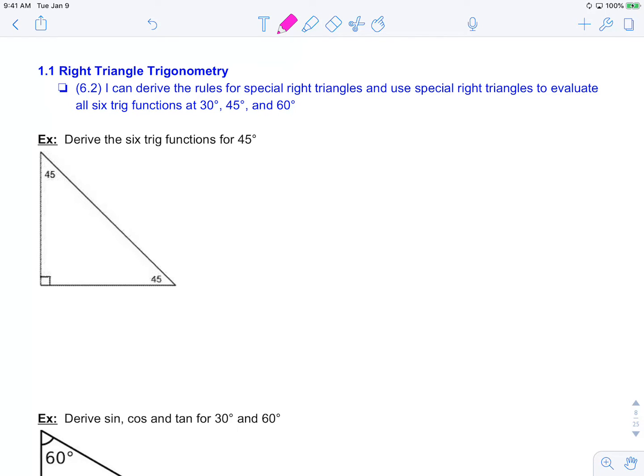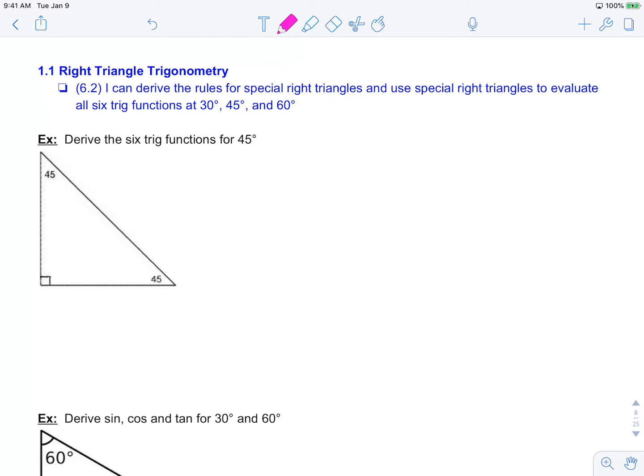So now let's get back into our right triangle trig and see some special right triangles. 30, 60, 90 and 45, 45, 90 triangles are going to be the basis for so many operations we do this year. So we should be able to derive the six trig functions for 45 degrees, 30, and 60. So let's look at this first example.